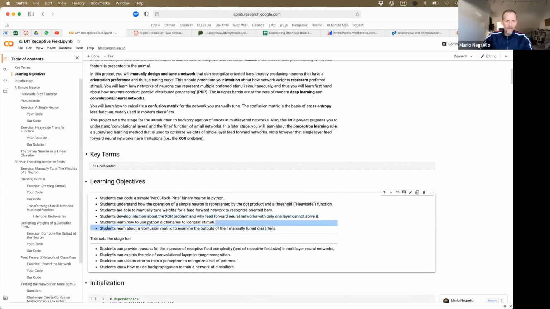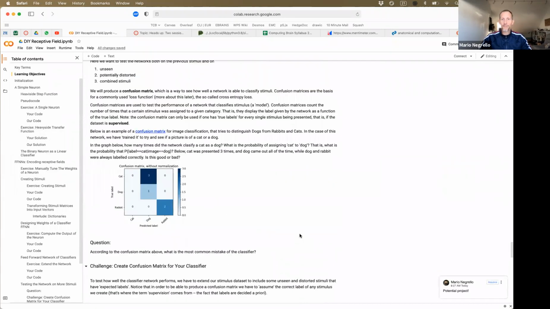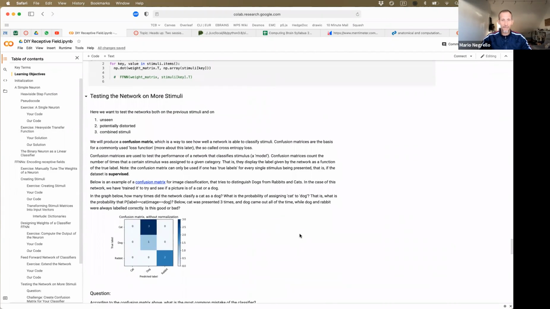you have a little bit of a use of a dictionary, and that's nice. You learn about the confusion matrix. Now you learn about the confusion matrix in a very intuitive fashion, right? So at the end here, you have a confusion matrix that doesn't have the stimuli that we had before.